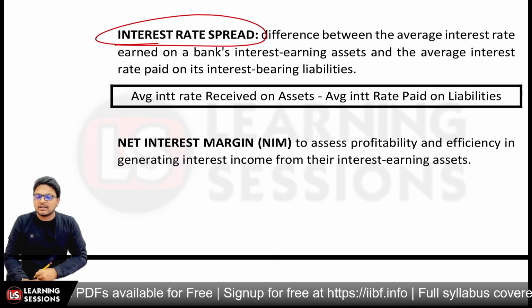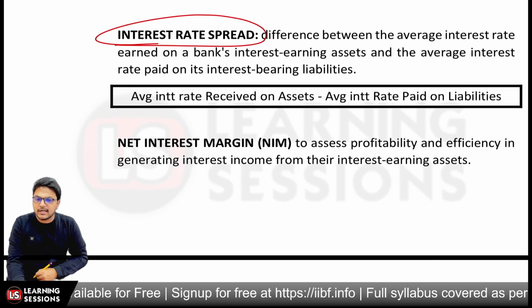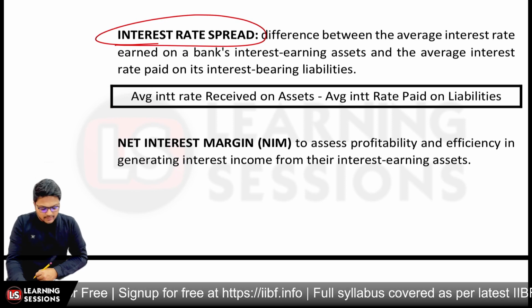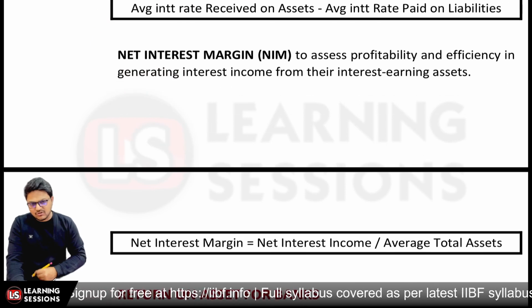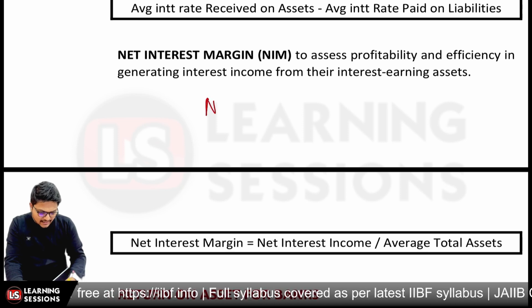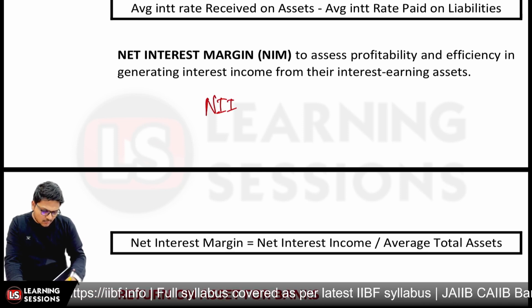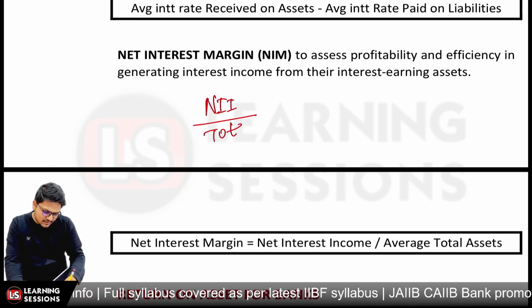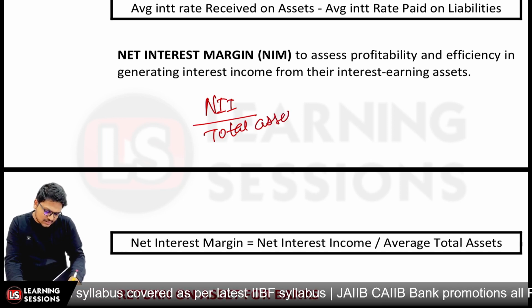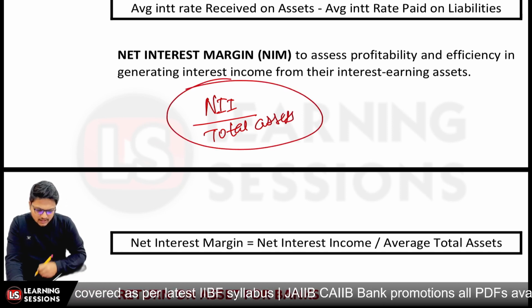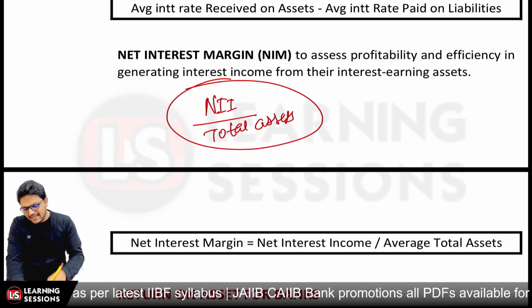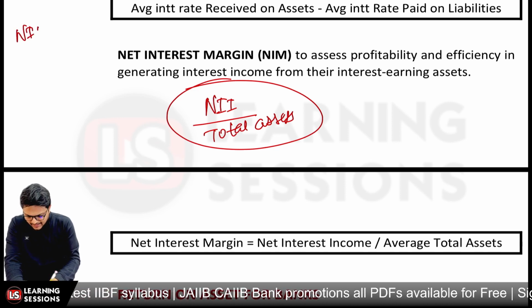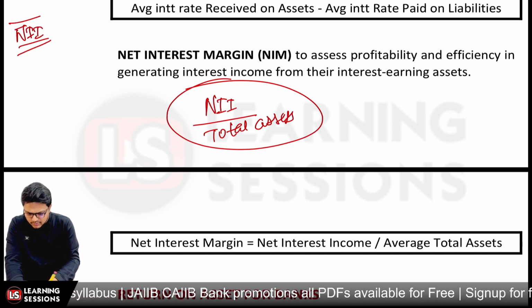And further, the third concept related to return on assets is net interest margin. When we talk about the net interest margin, we are interested in calculating NII, that is the net interest income, over the total assets that we have. NII is actually an absolute value. NII, that is net interest income, is an absolute value, right?